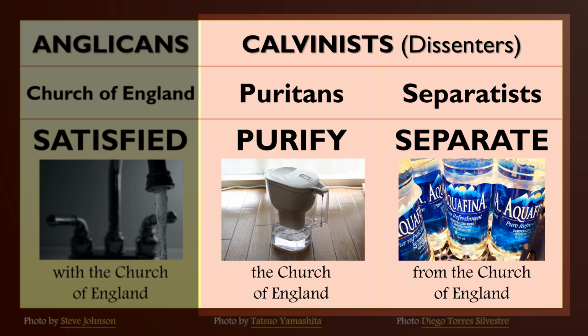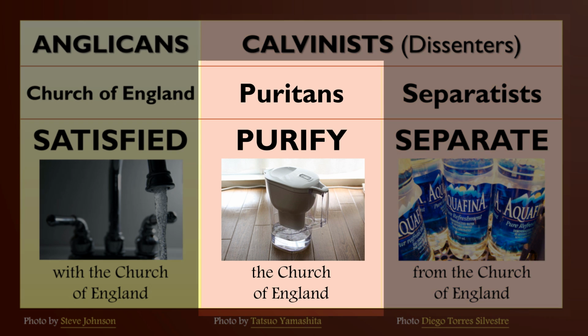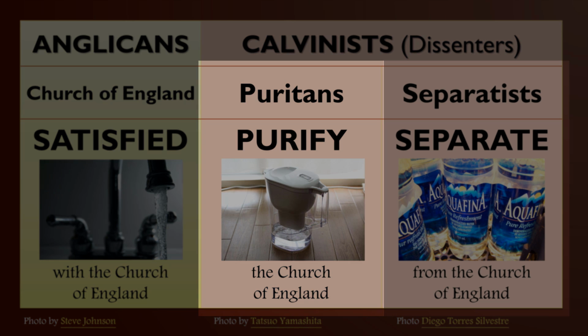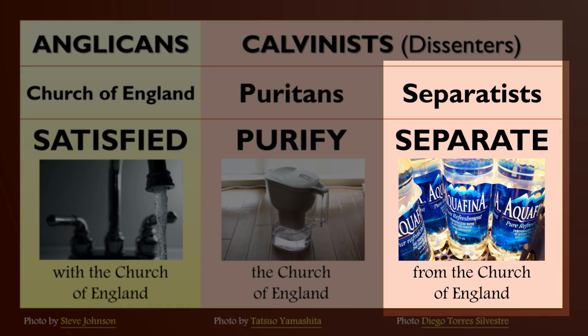So when you look at the Calvinists, these dissenters, the Puritans, of course, this is a good thing about studying England and France and all that. It's like, what's a Huguenot? In France, we have to call these people Huguenots. But here we can call them Puritans and Separatists, because the Puritans wanted to purify the Church of England. And the Separatists wanted to separate from the Church of England.